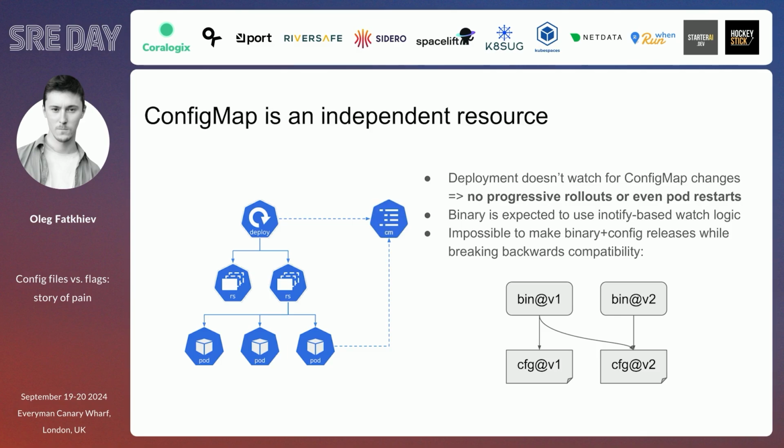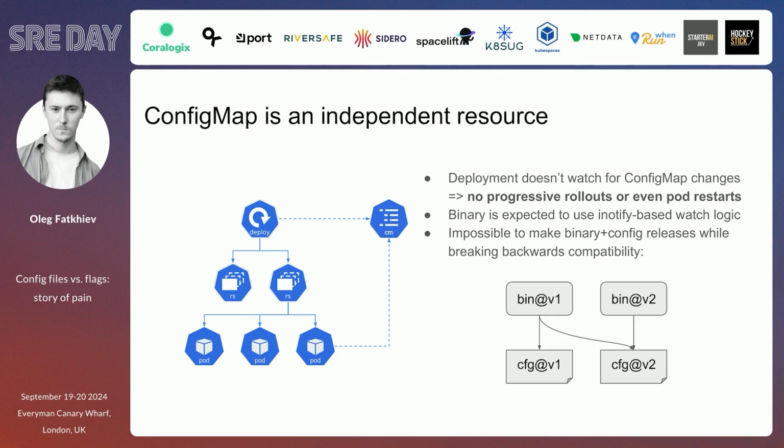Deployment doesn't know when a config map changes, so there are no progressive rollouts when you change the config. What your pod is expected to do is implement some inotify-based logic to watch for file changes and do an internal restart without restarting the binary. But how often do you actually implement this feature in an application? I don't think it happens very often. And if you do implement this feature, it means that the config change propagates everywhere at the same time. So again, we don't have a progressive rollout.